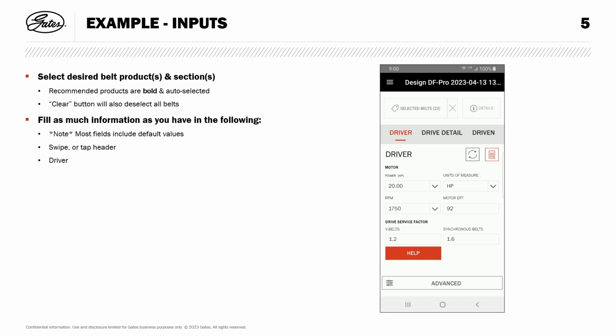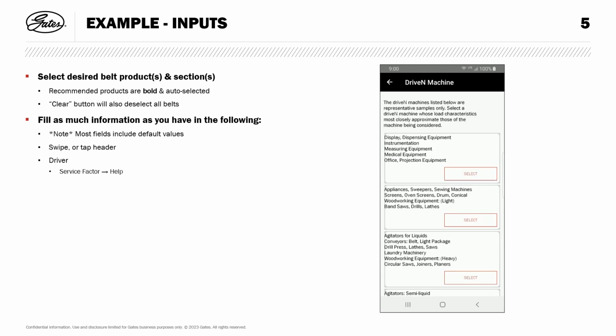I'll leave efficiency alone and move on to service factor. Service factor can be a bit tricky to just know off the top of your head, so we do offer a help function. We use service factor to account for environmental conditions, irregular loading, debris, things like that. So I'll tap that Help button and we'll see this tool.